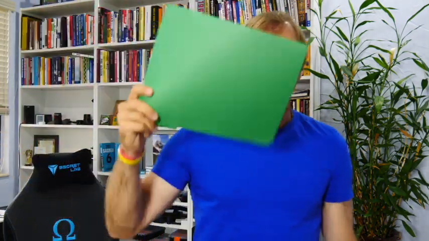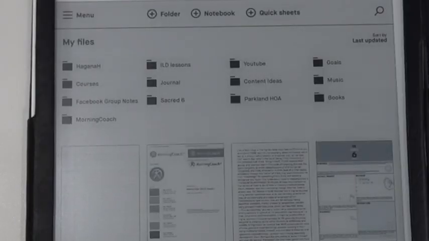So the next step would be, what are the notebooks that you're going to have in your folders? Okay, so you've got the folders organized, you know what they are. So for me, for example, I have the Sacred Six. That's the book that I've written. That's my to-dos, my projects, the things that I'm working on. I have my music that I'm working on, the guitar that I'm learning. I have my YouTube channel notes.